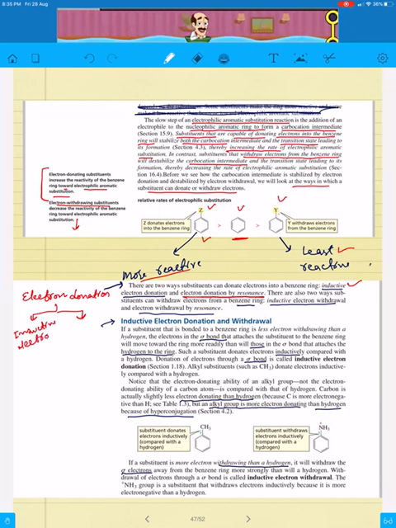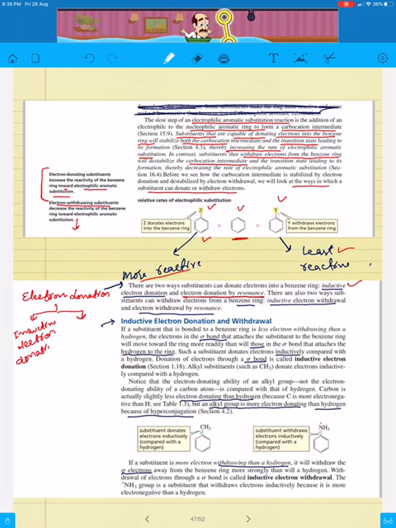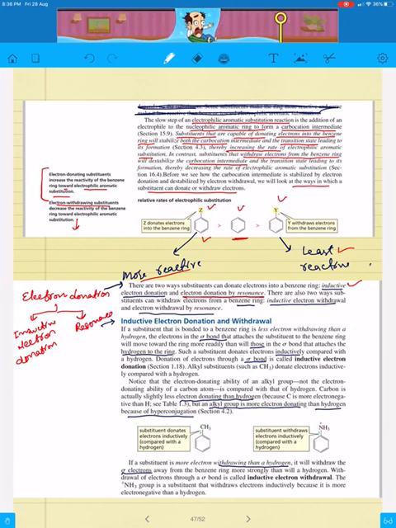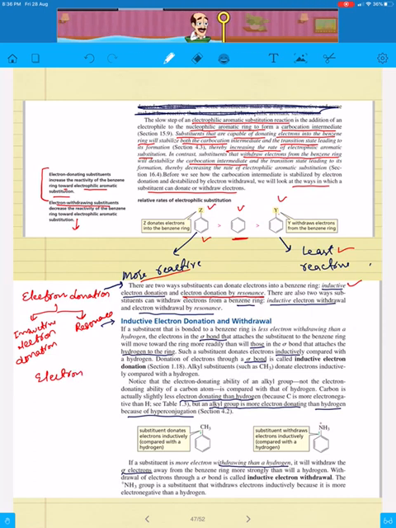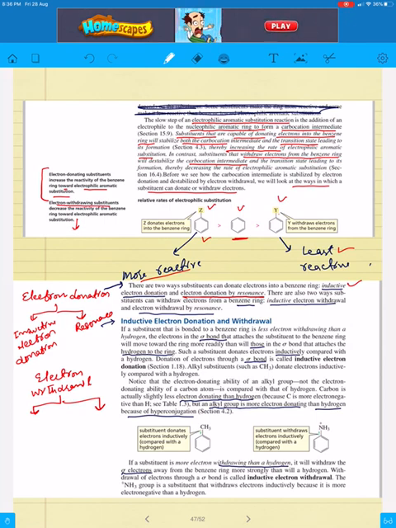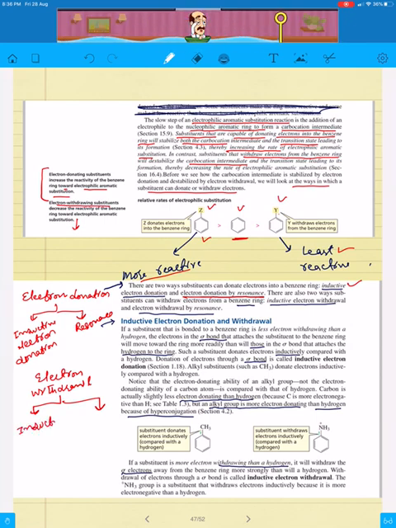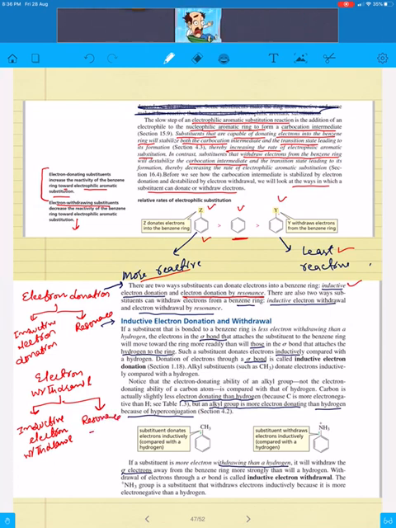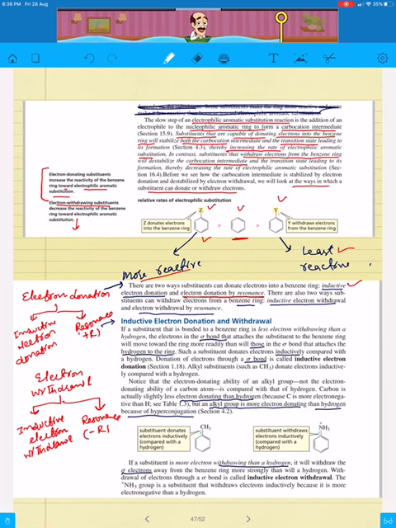Inductive electron donation is nothing but the inductive effect. And another is by resonance. Similarly, electron withdrawal can also occur through two methods. One is inductive electron withdrawal, and another is resonance, right? This is the minus R effect and this is the plus R effect. This is the difference. So these are the two methods.